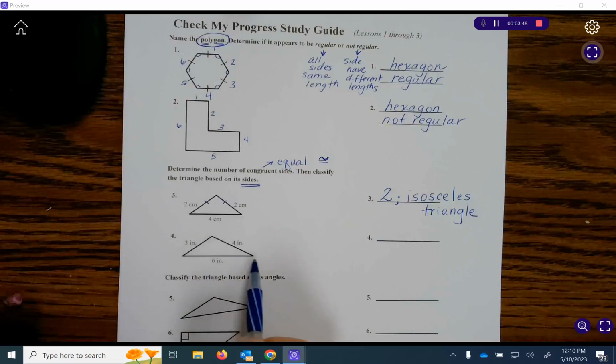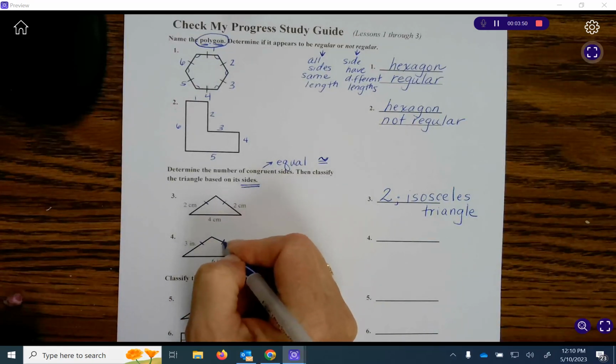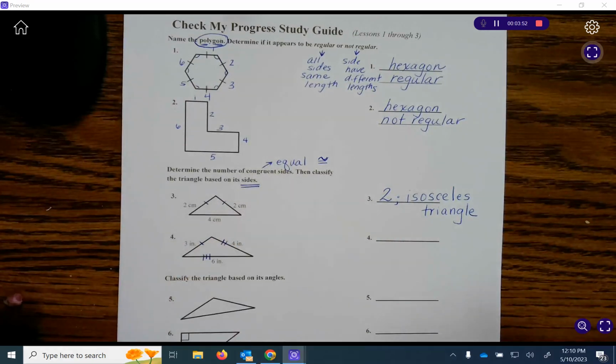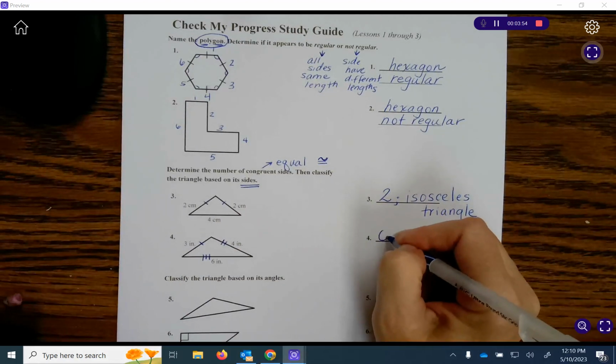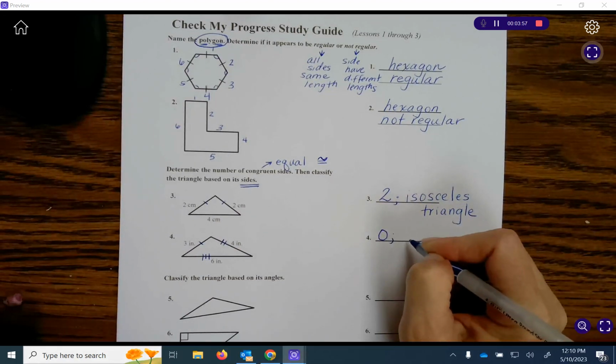In the following triangle, we have every side is a different length. So there are no sides the same, and we're going to call this a scalene triangle.